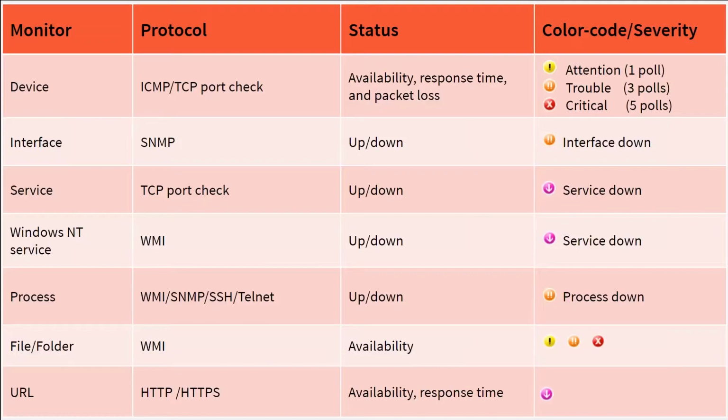In the same way, we have interface status availability monitoring as up and down. We use the SNMP protocol for interface monitoring, and for services on a TCP port check, we use the TCP protocol to monitor availability. For Windows NT services from your Windows machines, we use the WMI protocol. For processes, we use WMI, SNMP, SSH or Telnet protocols to know the status of a particular process. For files and folders to be monitored on your Windows machines, we use WMI, and a URL can be monitored with the help of HTTP or HTTPS protocol to know its availability and response time.